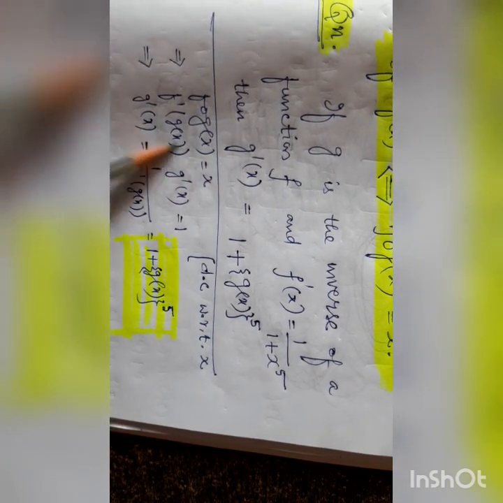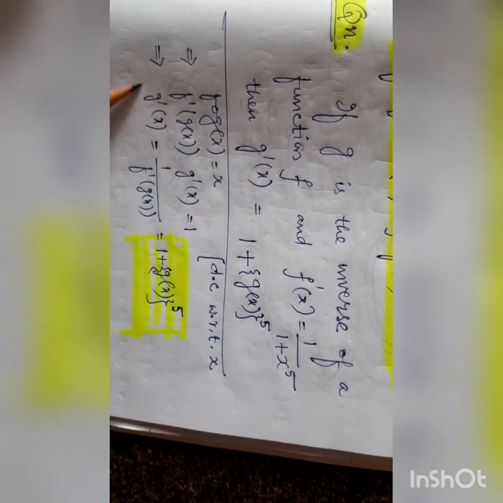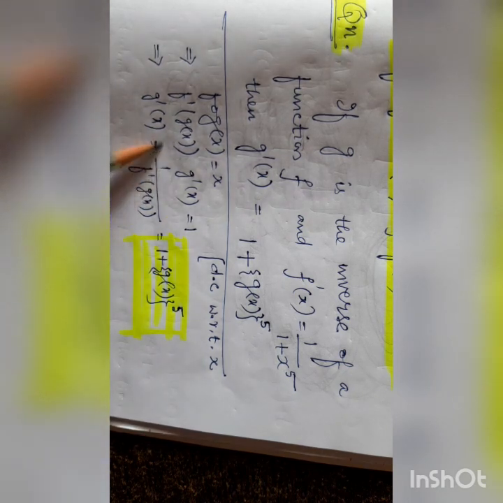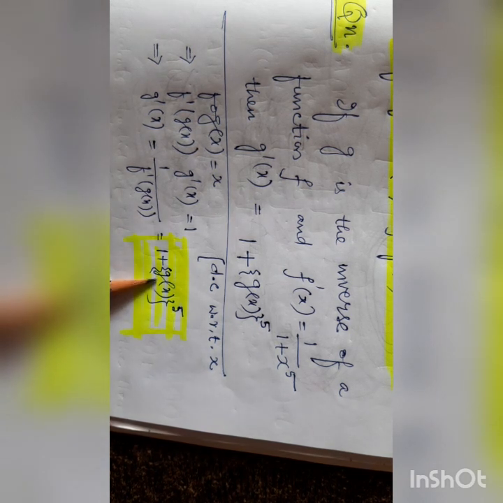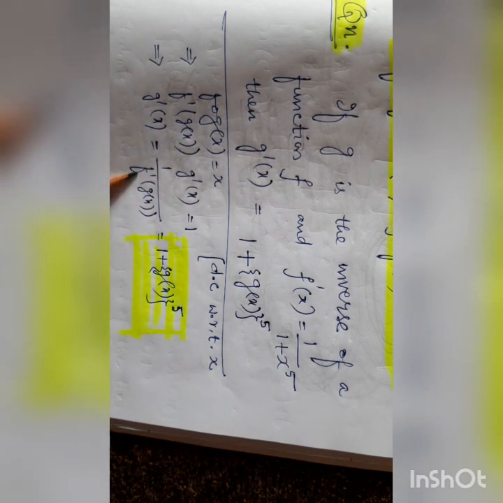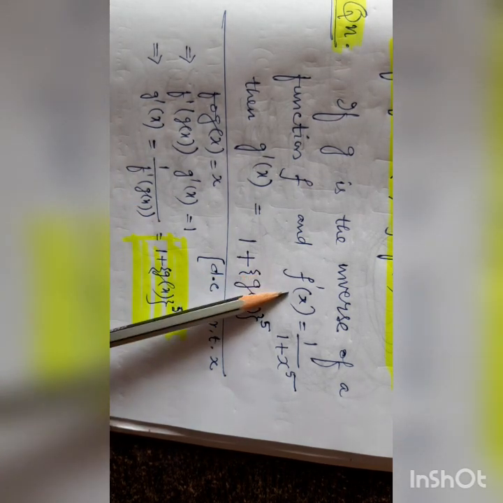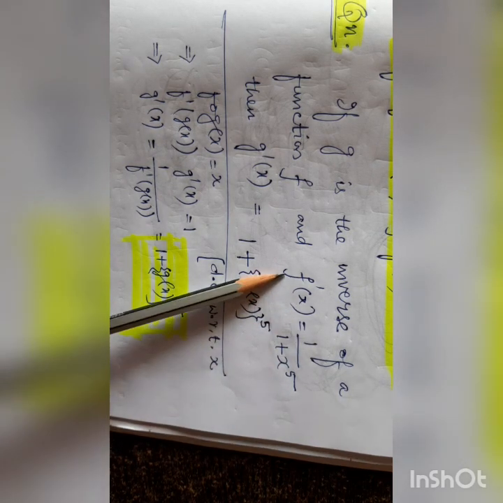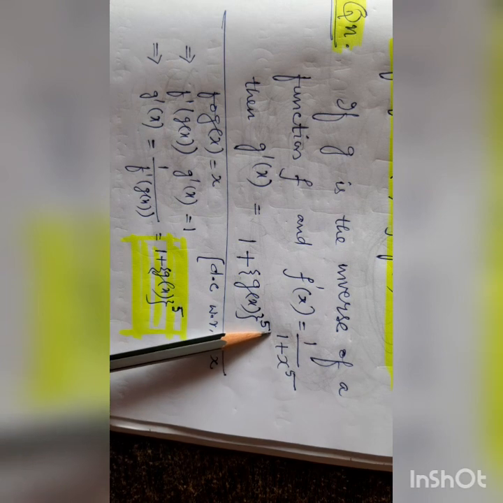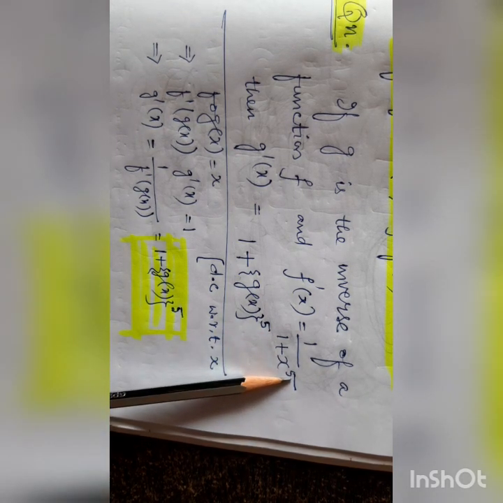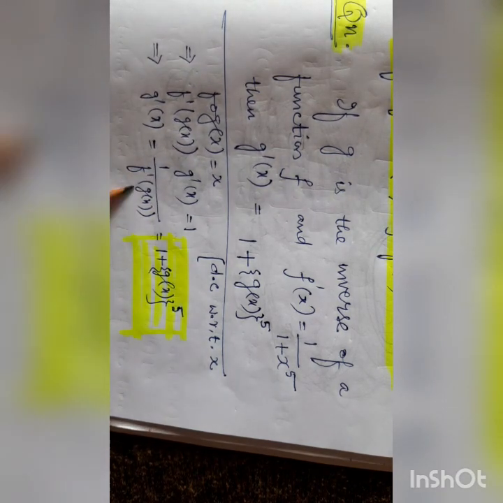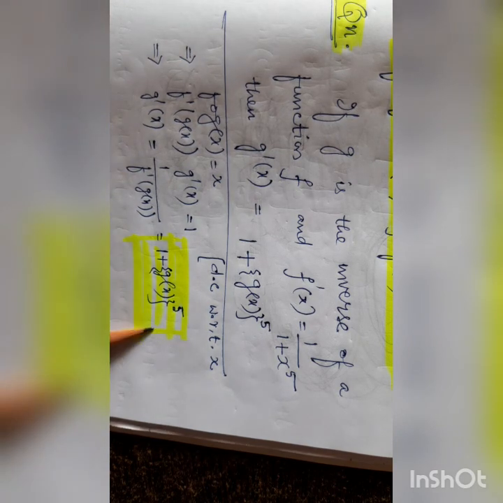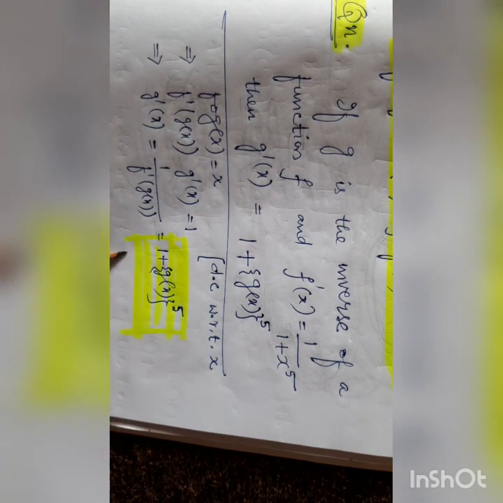Now we want g dash of x. So g dash of x equals 1 by f dash of g of x. How has it come suddenly, f dash of g of x? What is f dash of x? 1 by 1 plus x power 5. What is f dash of g of x? 1 by 1 plus g of x whole power 5.